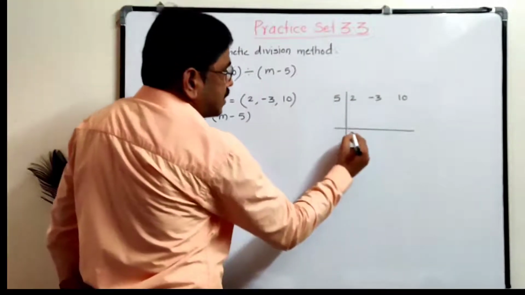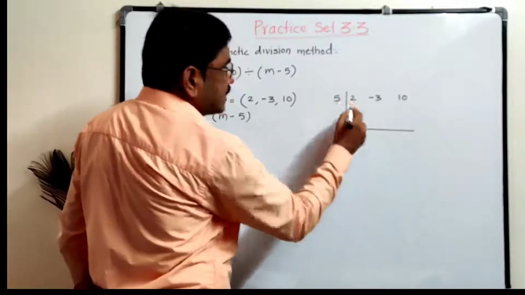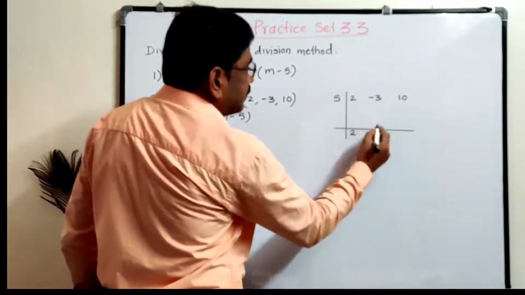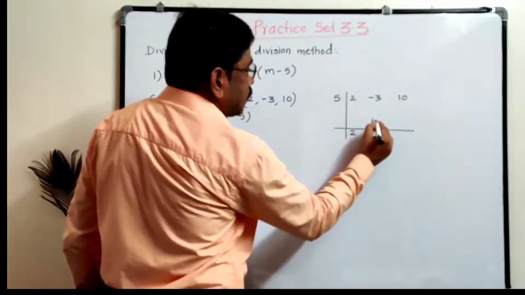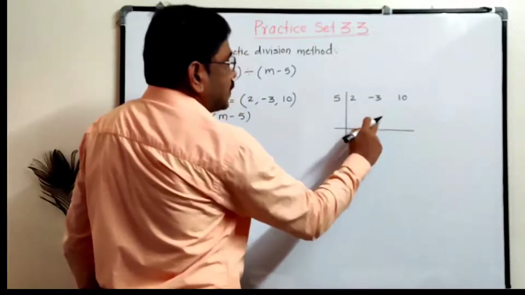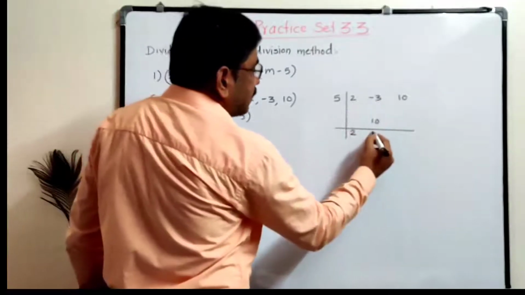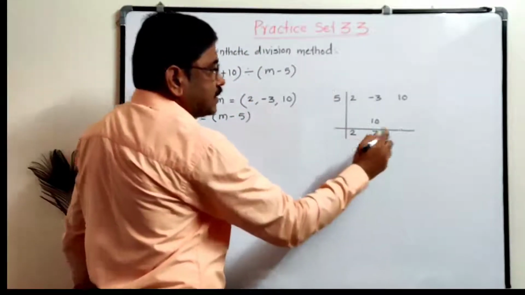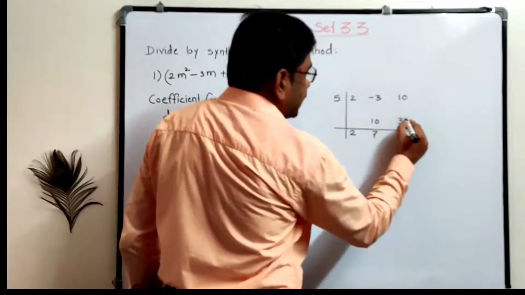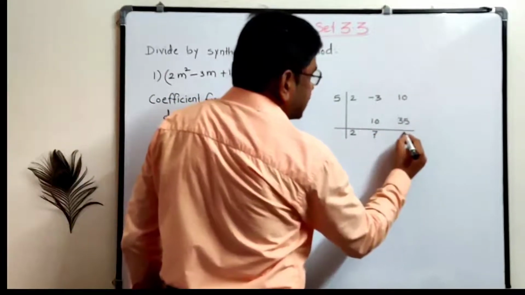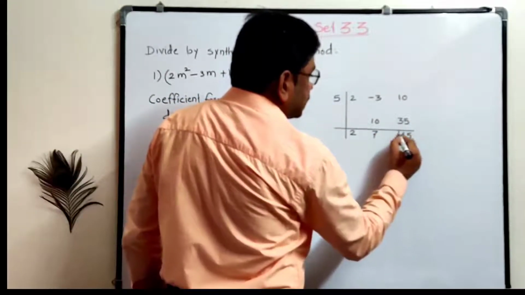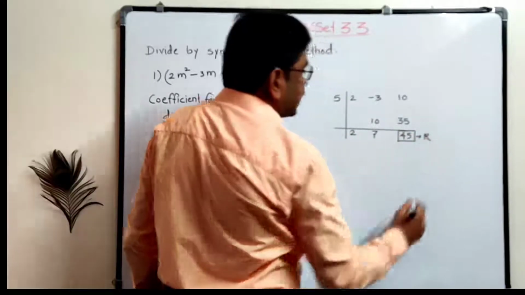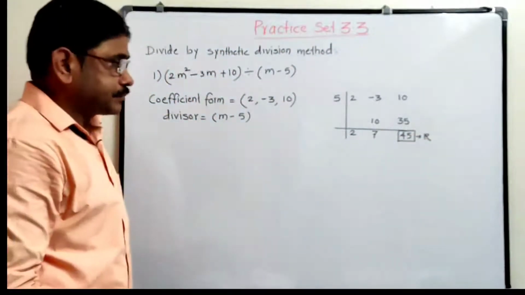Now take the first number, write the first number as it is, 2. 5 2s are 10. This product should be written below the second number in the second row. Now 10 minus 3 we get 7. Now product again, 7 5s are 35. Write that 35 here. 35 plus 10 is 45. This 45 is our remainder. This last number is our remainder.